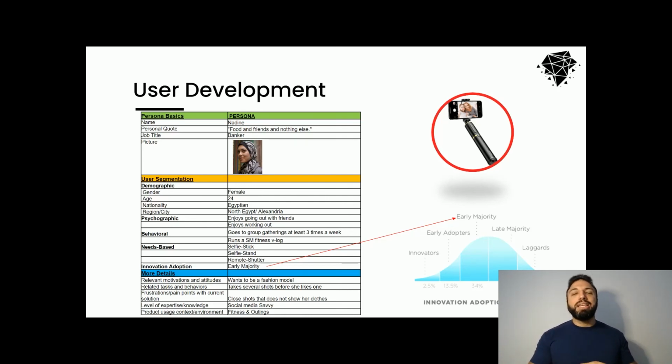So again, sorry, this is a very small crash course on the innovation adoption lifecycle. Maybe we could do a separate video on it later, but this is how it works. So again, back to Nadine. Nadine is an early majority.